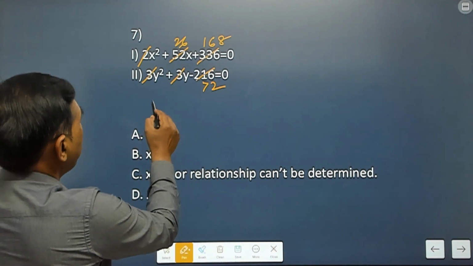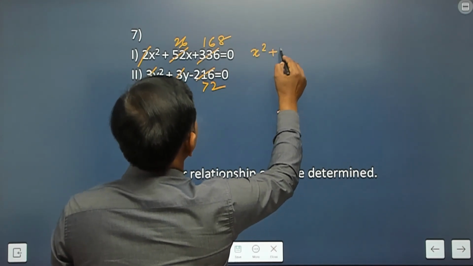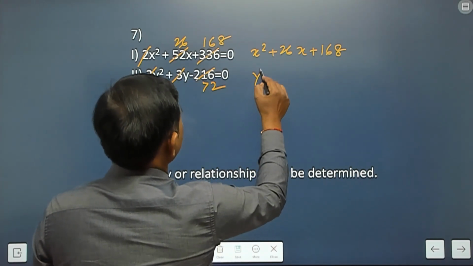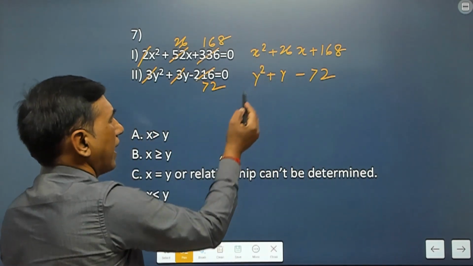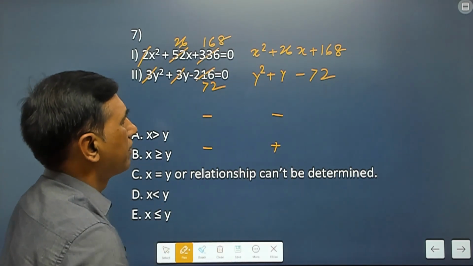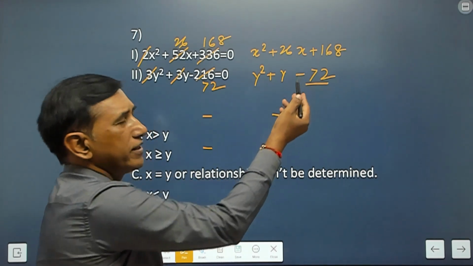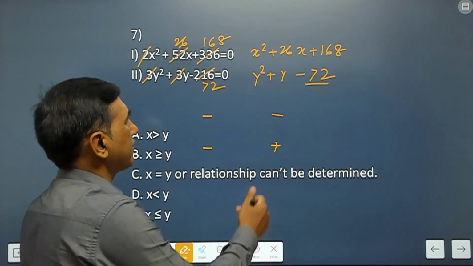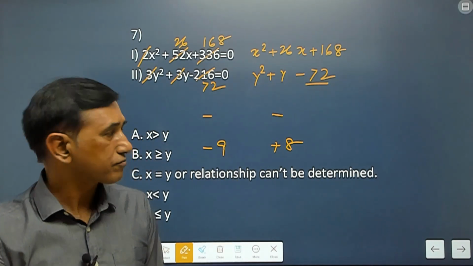So now what has happened? This is x square plus 26x plus 168. This is y square plus y minus 72. Root has to be minus minus, here plus, so minus plus. This has to be 8, 9 only because this is 1, so it has to be broken into where difference is 1 only. So we have this 8 and 9. Since we plus, so minus 9 and plus 8.